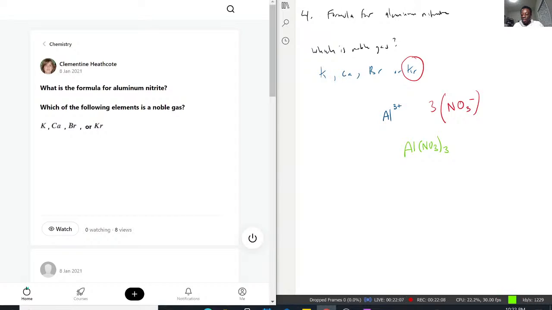I'm just waiting for it to stabilize. There we go. And this is a perfect tangent because this shows the importance of rereading your question, because it did not ask for aluminum nitrate, it asked for aluminum nitrite. Subtle difference, but it's super crucial and it's important that you recognize that.